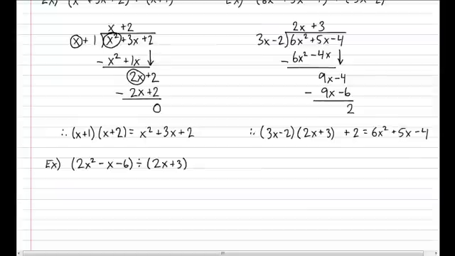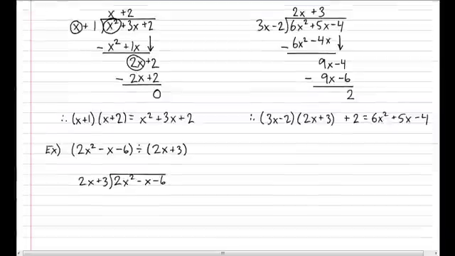Now, I'd like you to pause the video, take a few moments to try it on your own, and then when you're done, unpause the video to compare your work with my work. Go ahead, do it now. Alright, let's see how you guys did. So I'm going to do it nice and quick here. 2x squared minus x minus 6 inside the weird symbol. Divisor outside.